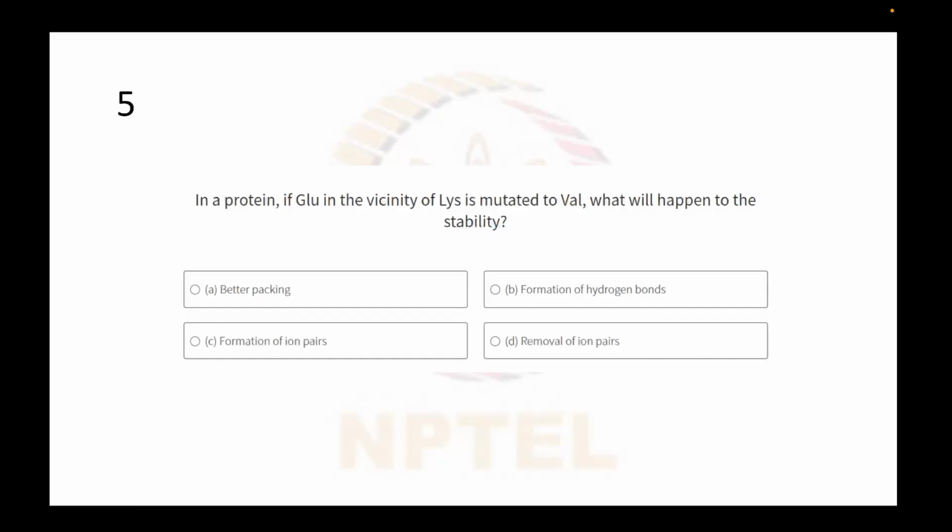Now I have some more questions before we wind up the session. In a protein, if glutamic acid in the vicinity of lysine is mutated to valine, what will happen to the stability? So what will happen if a lysine is mutated to valine?